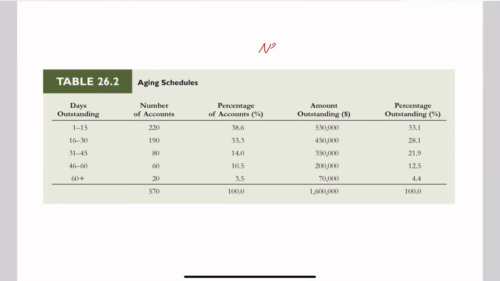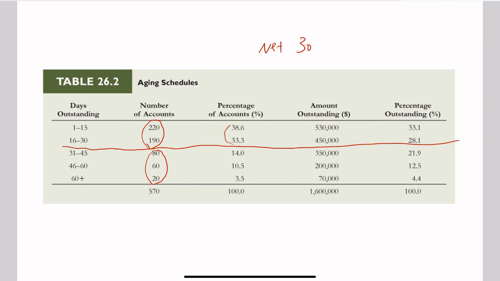So let's say you have a net 30 credit policy. Then you can see that these accounts, right, they're within this 30-day time limit. But for these 160 accounts, they're late, right? And you would also want to look at the account percentage. So basically you can see that about 28% of your customers are late on their payment.